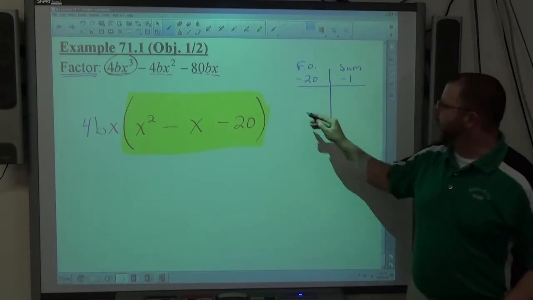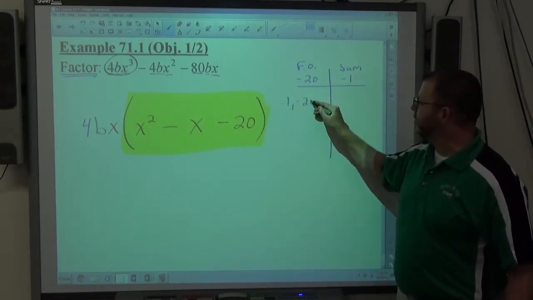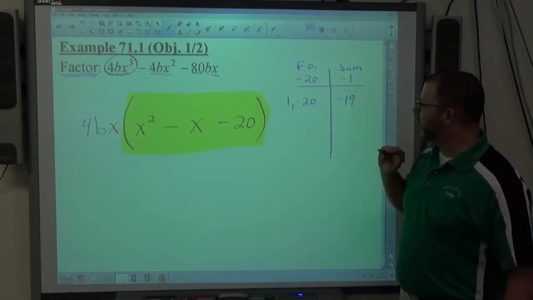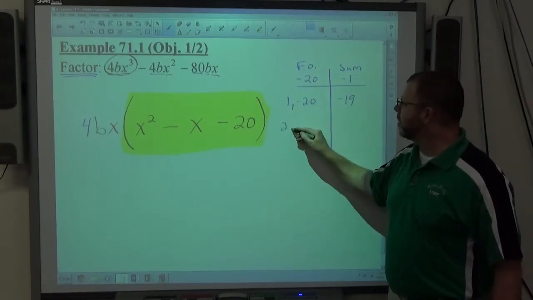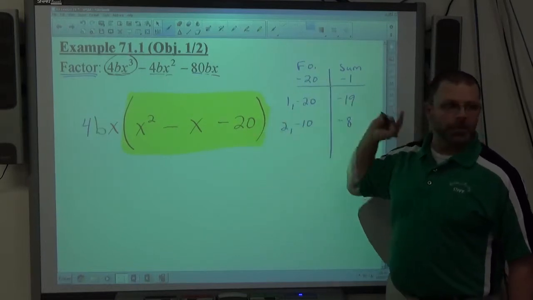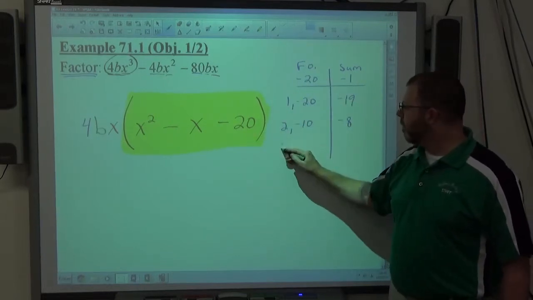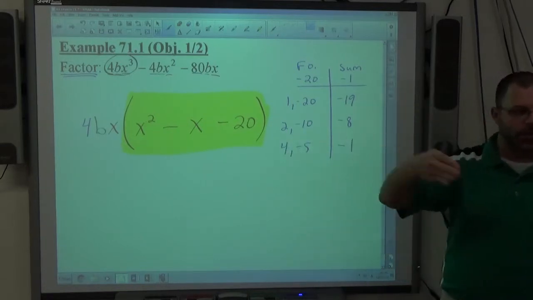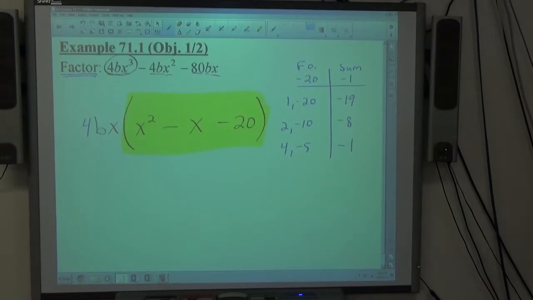So if I start at positive 1 and negative 20, that makes the negative 20 product, negative 19 sum, not the right pair. Positive 2 and negative 10 makes negative 8. We skip 3 because 3 doesn't go into 20. Positive 4 and negative 5 makes negative 1. So again, you do a systematic approach to this. You do each pair, and you don't skip any, you find the right pair.